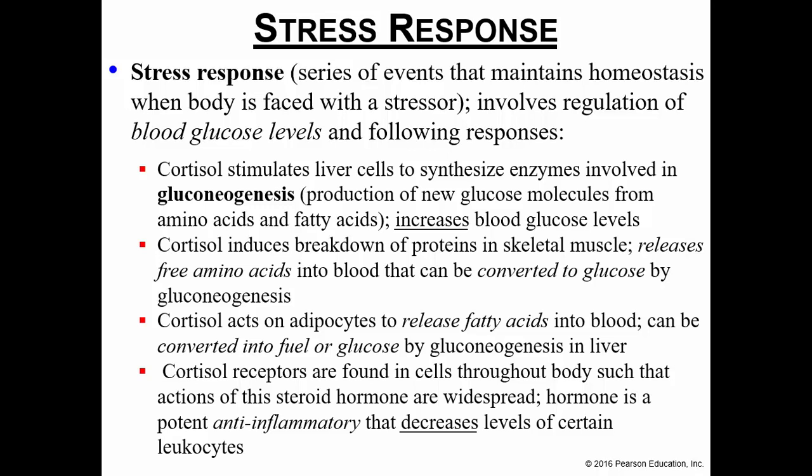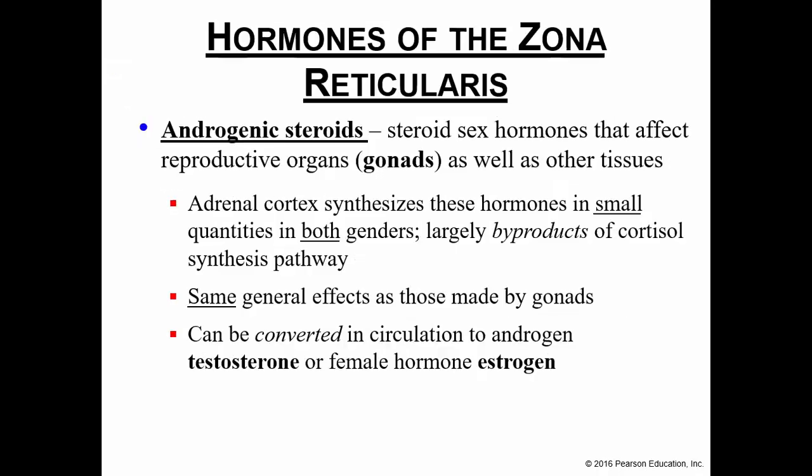The receptors for cortisol are found on many, many cells throughout the body, and it's a potent anti-inflammatory. It also decreases the levels of certain of your leukocytes, like your basophils, which cause inflammation. Looking a little bit closer at the zona reticularis, our androgenic steroids, or our sex hormones from our gonads, are going to be made here. It happens in both genders, and it's mainly a byproduct or a pathway from the cortisol. It has pretty much the same effects as the ones made by the gonads, and it can be converted in circulation to testosterone or estrogen.